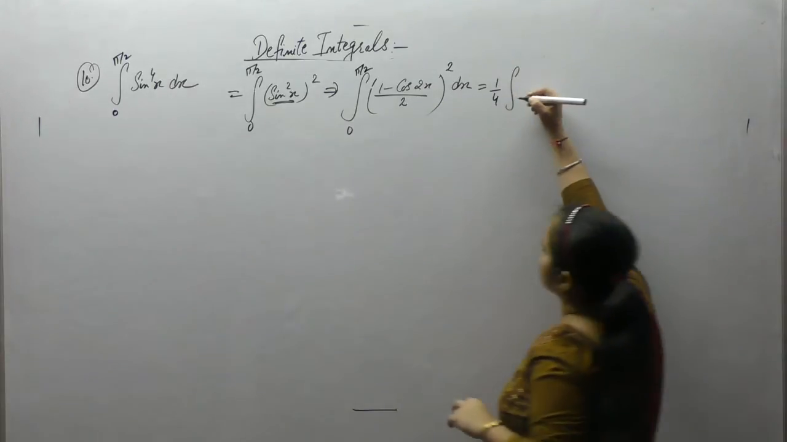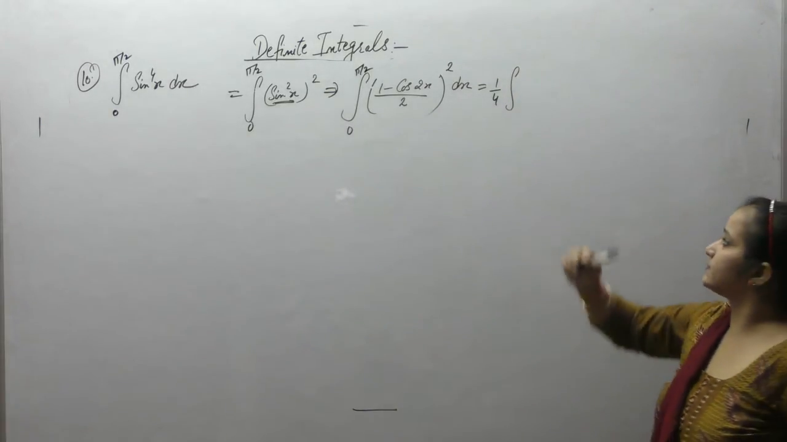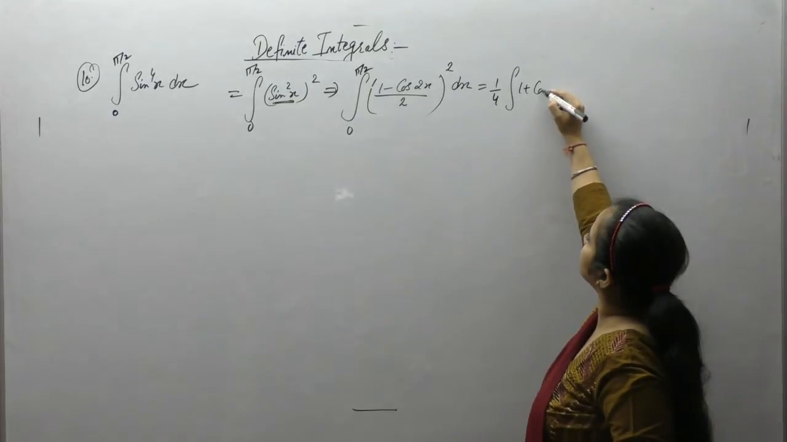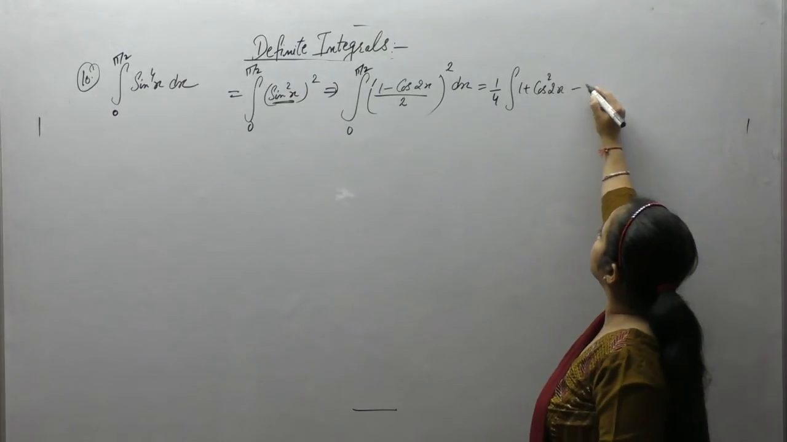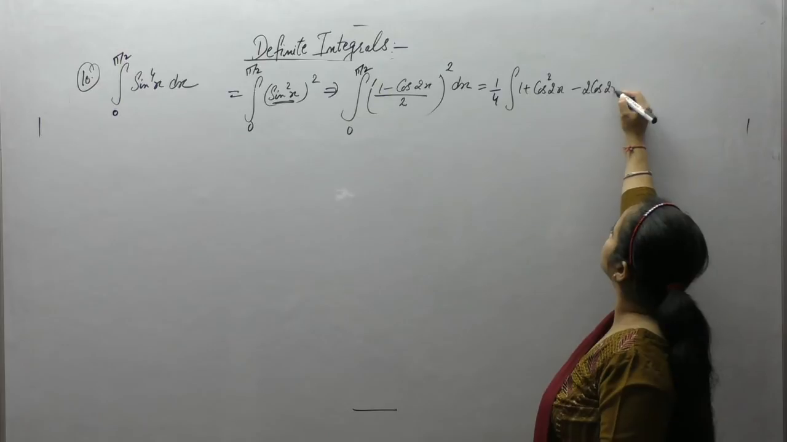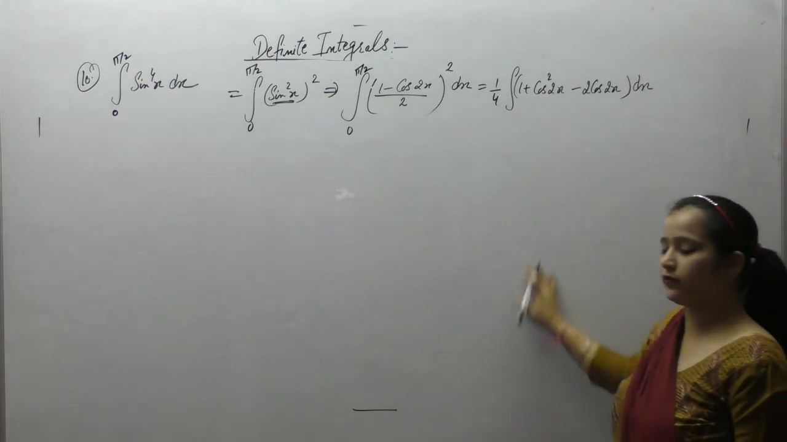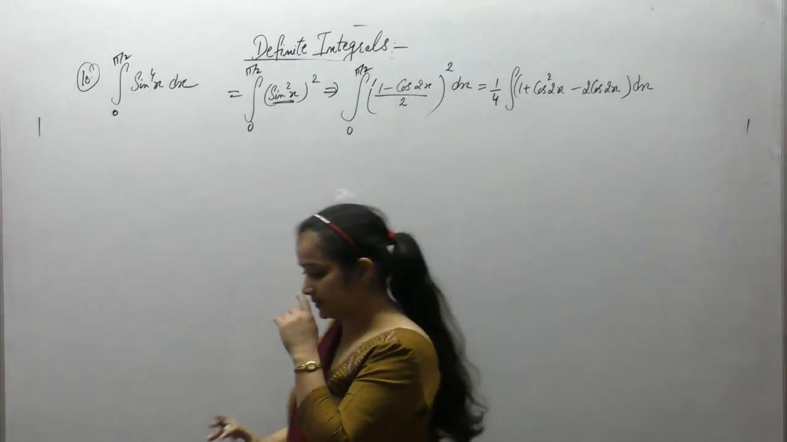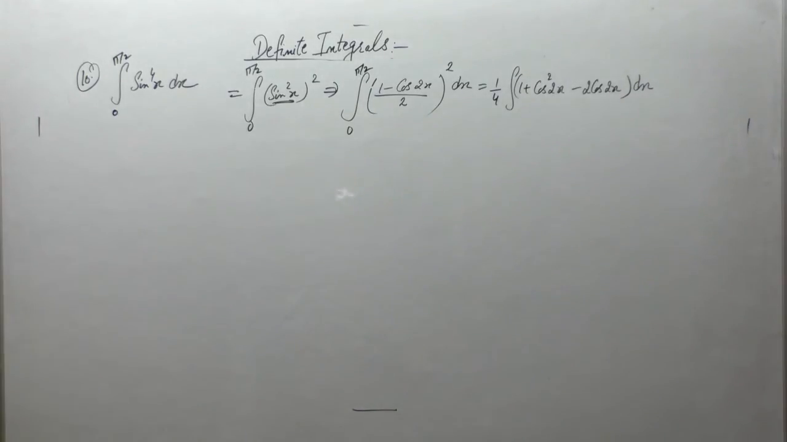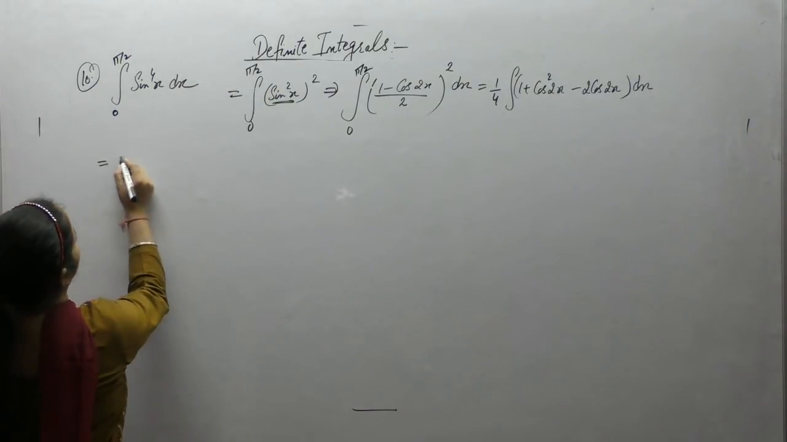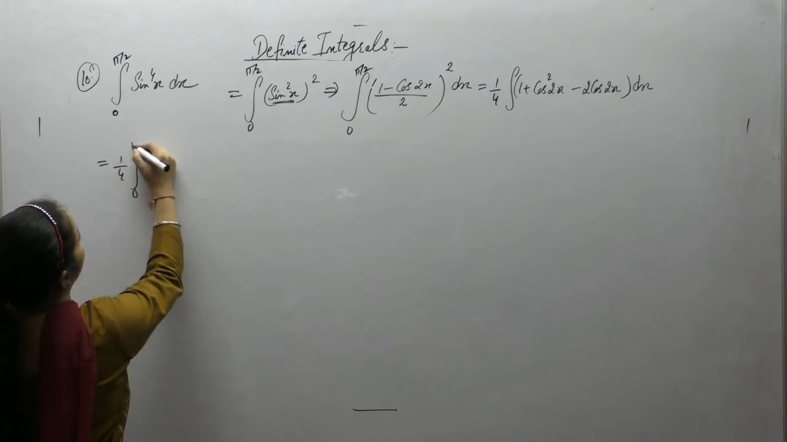1/4 is a constant. (a − b)² is a² + b² − 2ab. And now what is the value of cos²x? Cos²x is (1 + cos 2x)/2. So we have 1/4 from 0 to π/2.